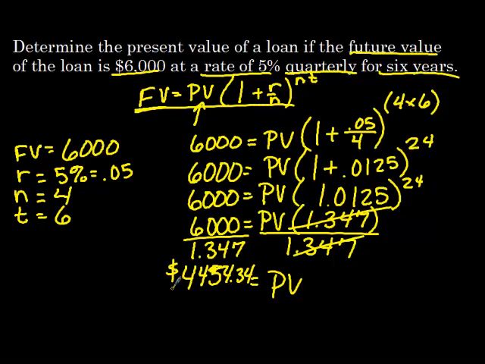$4,454.34 is our present value if our future value is going to be $6,000 at a rate of 5% quarterly for 6 years.